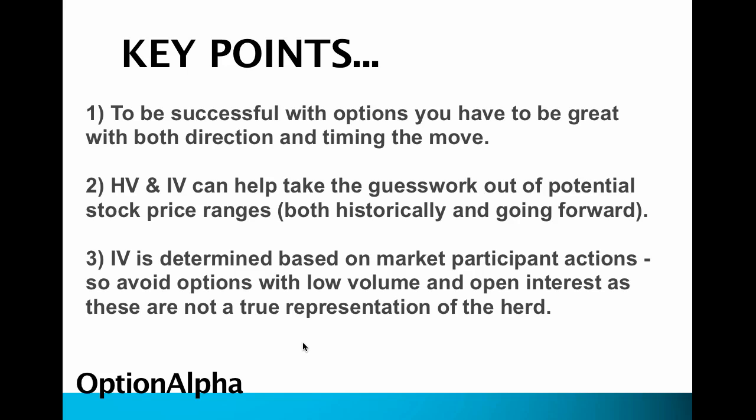So if historical volatility is low but implied volatility is high, then possibly the market is expecting a huge move soon, but it could calm down later on, and vice versa. So implied volatility is determined based on market participant actions like we talked about before. So avoid options with low volume and open interest, as these are not true representations of the herd or of the market masses. If there's nobody trading the options, then the implied volatility levels might look high and it might look like the stock may have a big breakout. But in reality, there's nothing that the market can price it off of. So it just prices very minimal volume or low volume stocks and options.